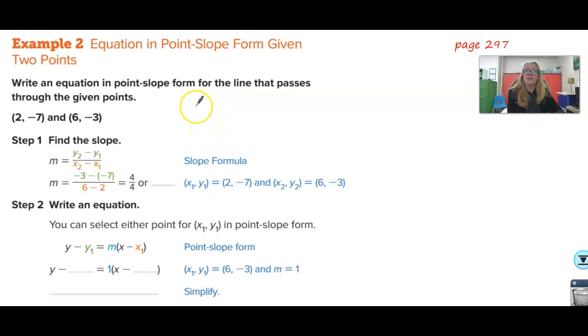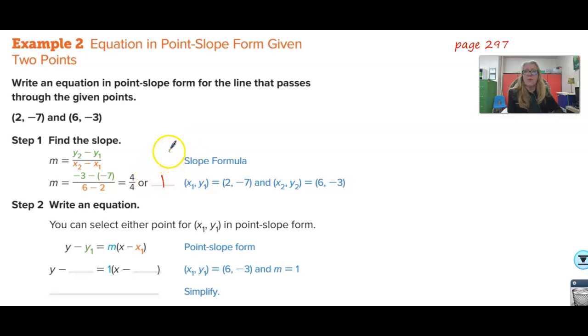Okay, write an equation in point slope form when you're given 2 points. This takes an extra step because you've got to find the slope first. So they've given you the 2 points. They filled in the slope formula, arrived at a slope of 4/4, or reduced version is 1. So now you can write the equation.